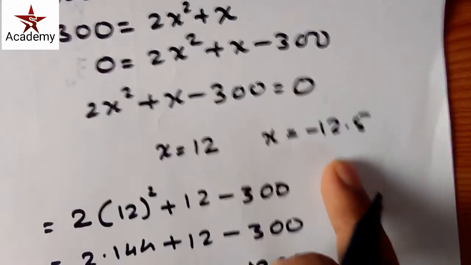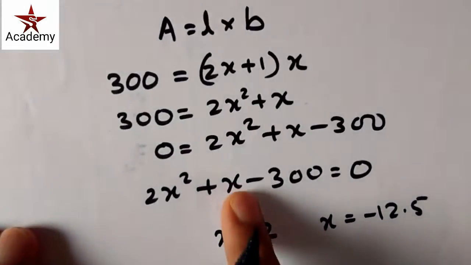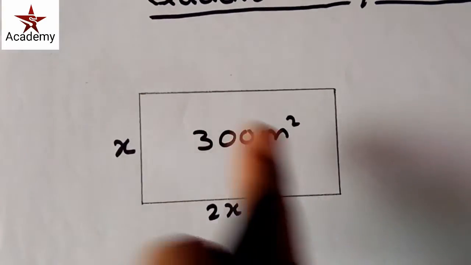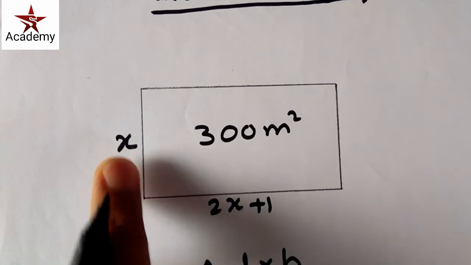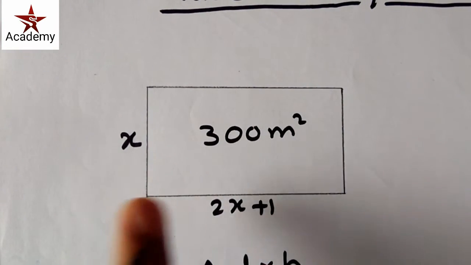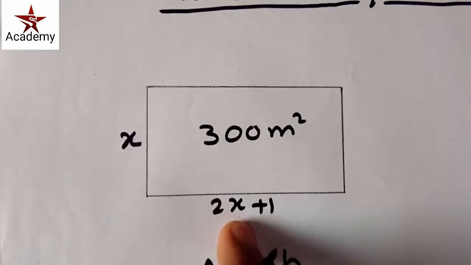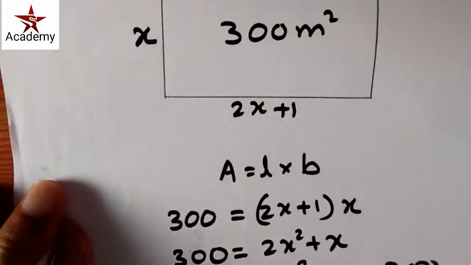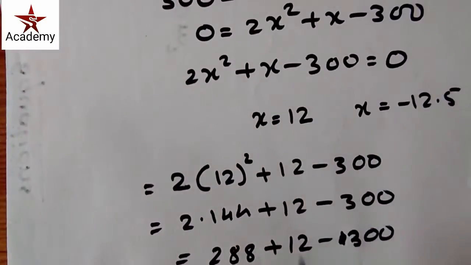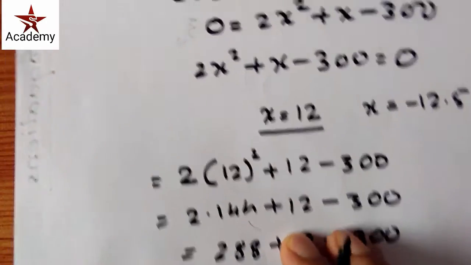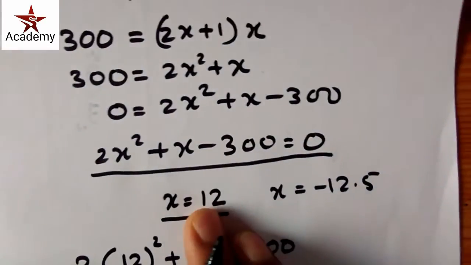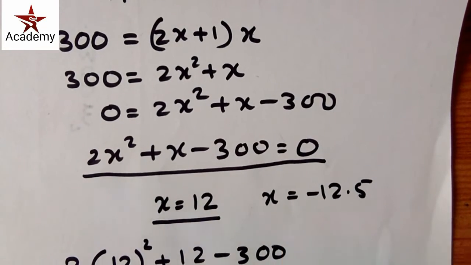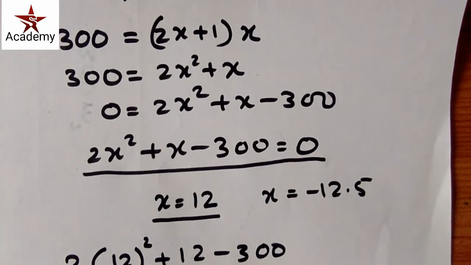But this cannot be the value of this x, as it is a rectangular hall. x can be only positive, it cannot be negative, because it is length and breadth. So therefore x is equal to 12 is the true value for this quadratic equation. So how we got these values, we will learn this in our next videos.